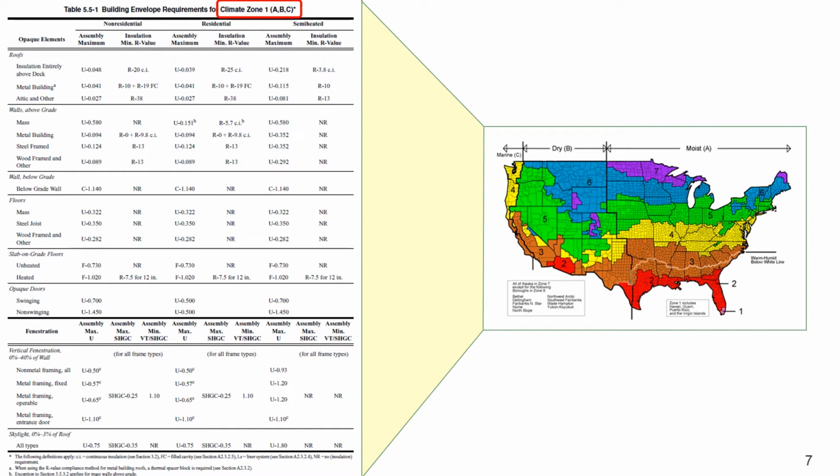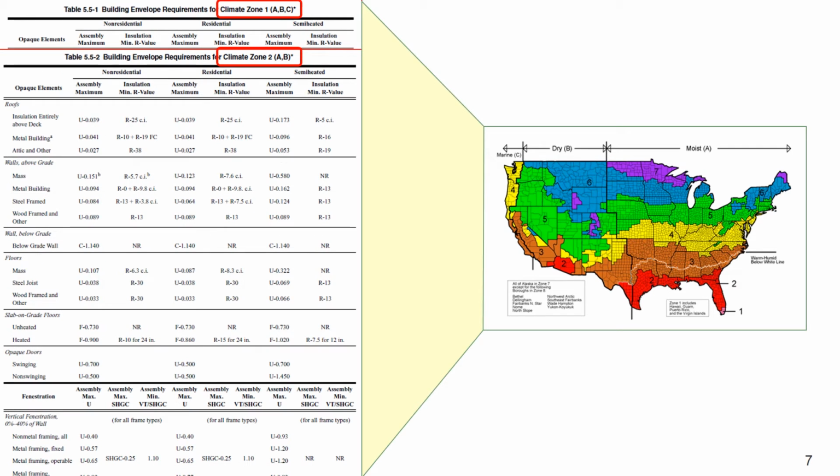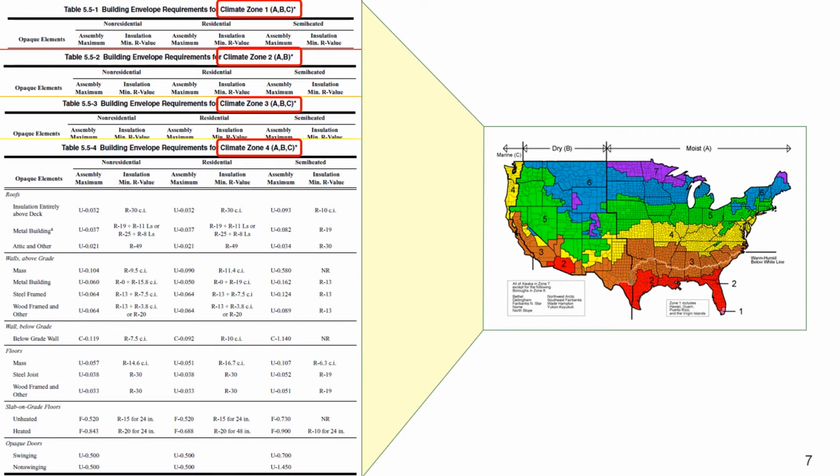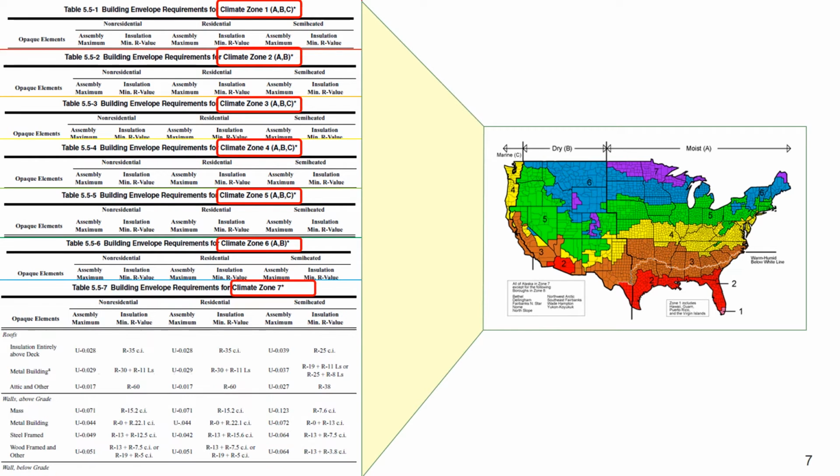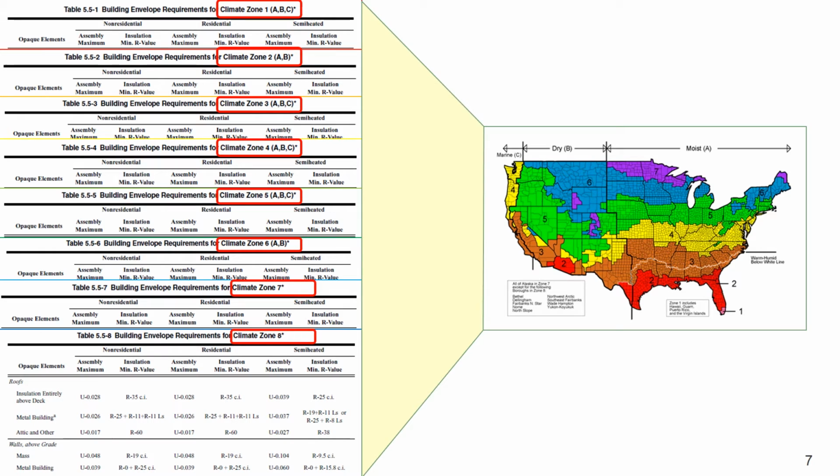So this is that first table, Table 5.5-1. The 1 correlates to Climate Zone 1, such as the tip of Florida. And we'll review the layout of these tables shortly. But just quickly rolling through the various tables, you have Table 2 for Climate Zone 2, 3, 4, 5, 6, 7, and 8.